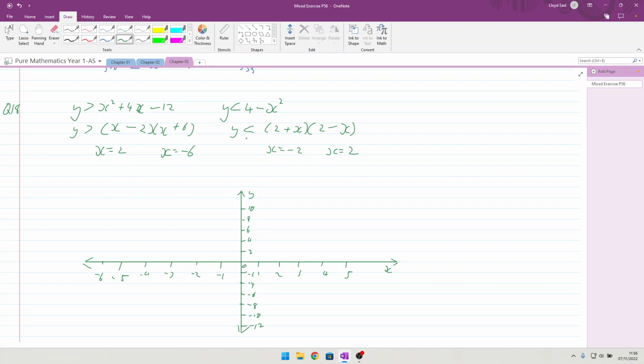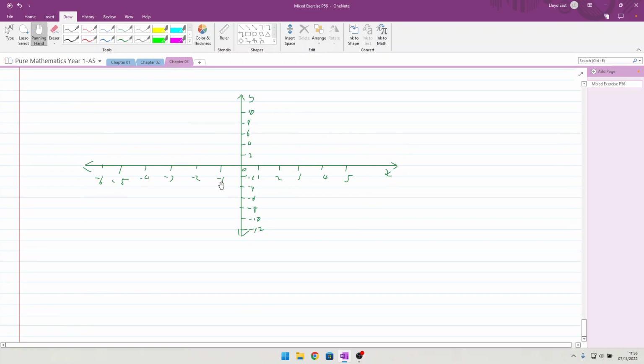Okay, so x is 2, x is minus 6, and it goes through at the minus 12. So this is the lowest point about here. So the lowest point is somewhere around here. And we're going to come through here, through the 2, through the minus 12.